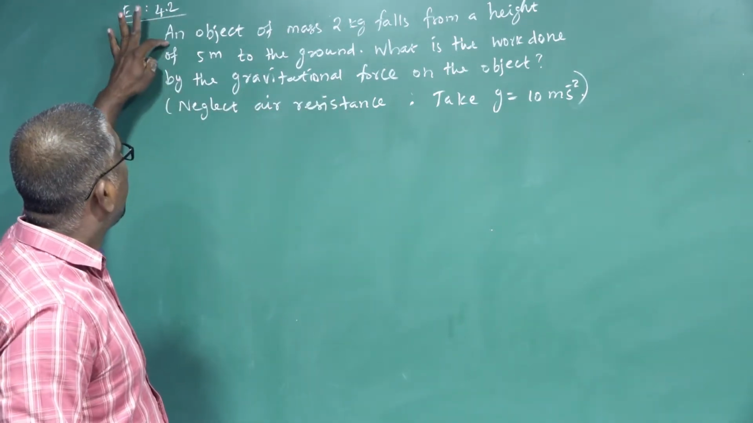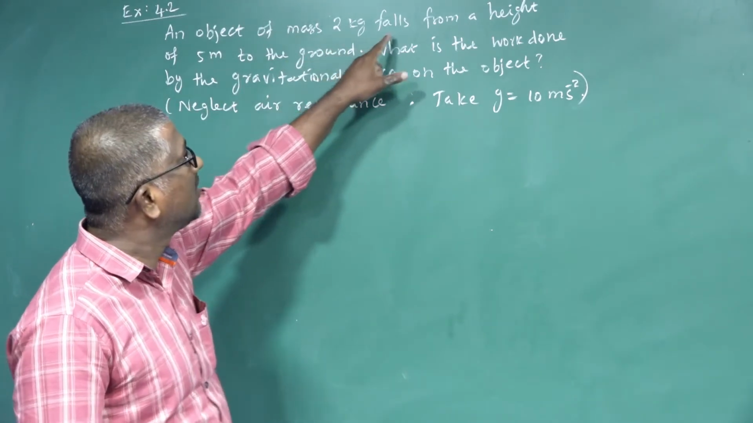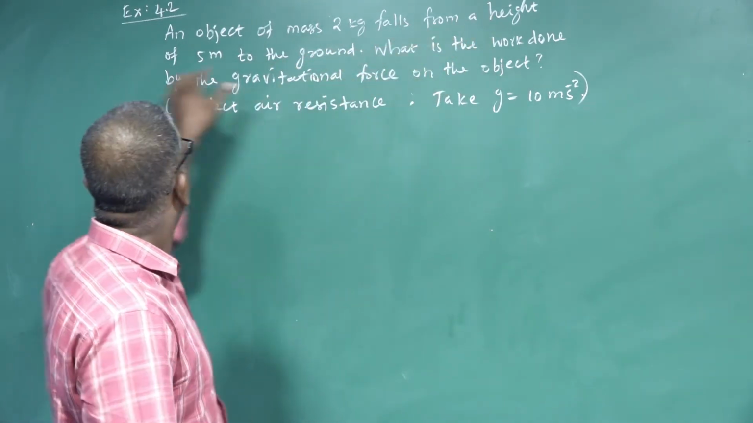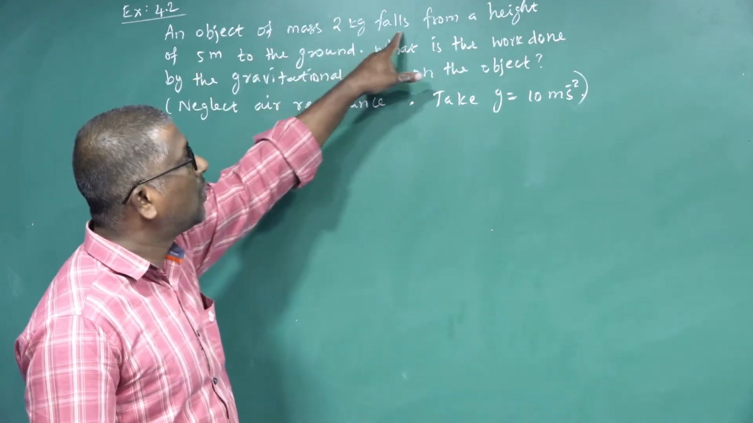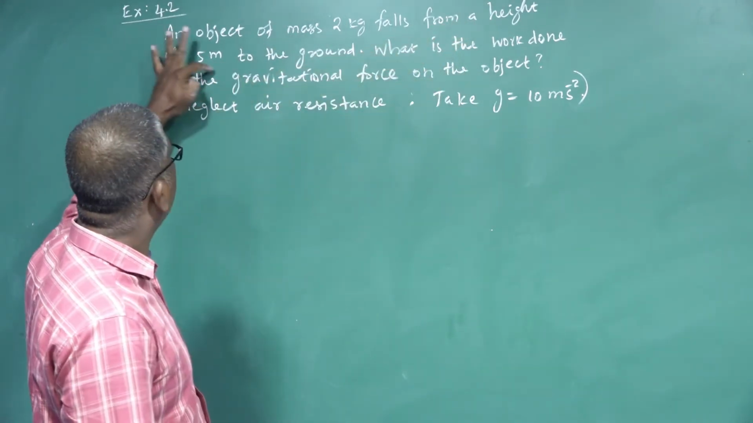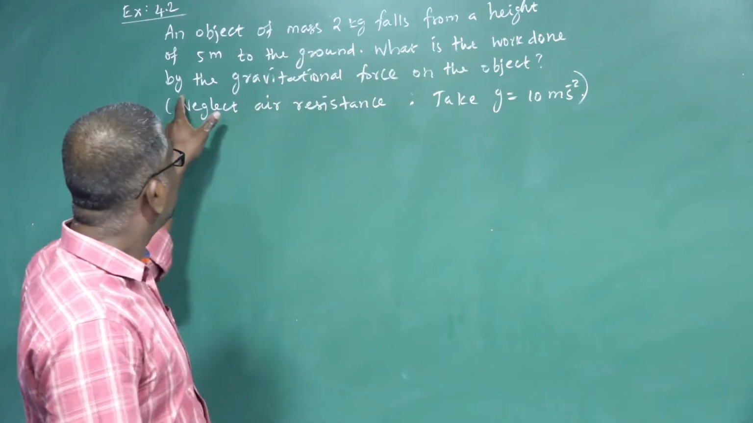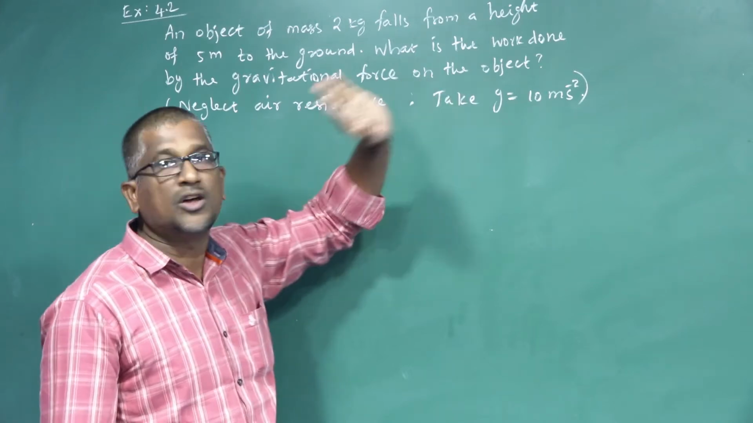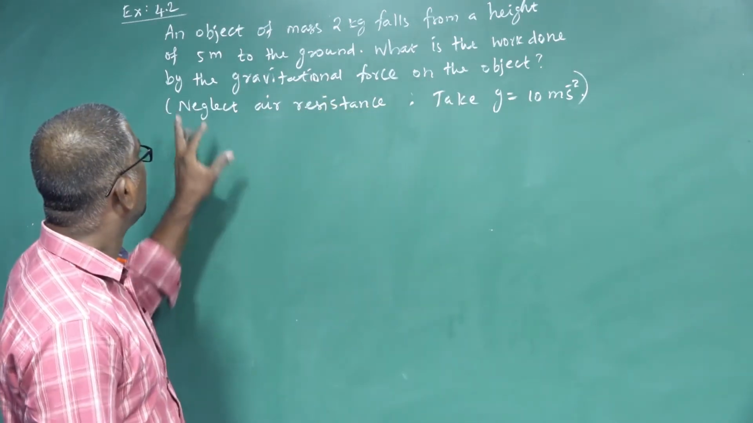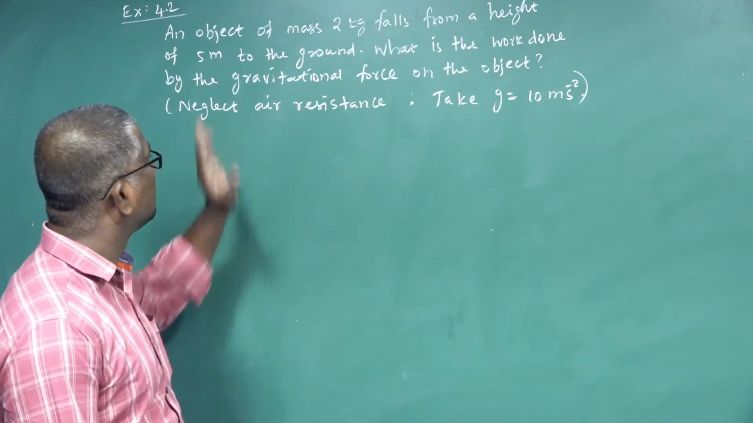The question is: an object of mass 2 kg falls from a height of 5 meter to the ground. What is the work done by the gravitational force on the object? Neglect the air resistance. That is, air friction should be neglected in this question.